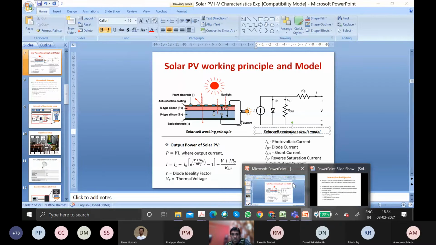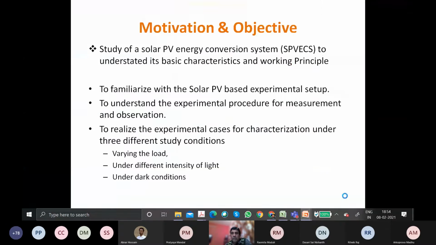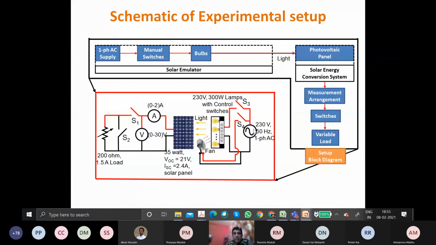Okay, so now let us move on to the setup first. So this is the diagram of the system setup. We have a single phase supply through the switches we are giving to the bulbs. These bulbs are ultraviolet artificial solar insolation lamps, around 300 watt each, and there are 16 total bulbs, and we have a solar photovoltaic panel. This panel is based on the first generation, that is monocrystalline solar PV cell, and then we are having some measurement switches and load for this.